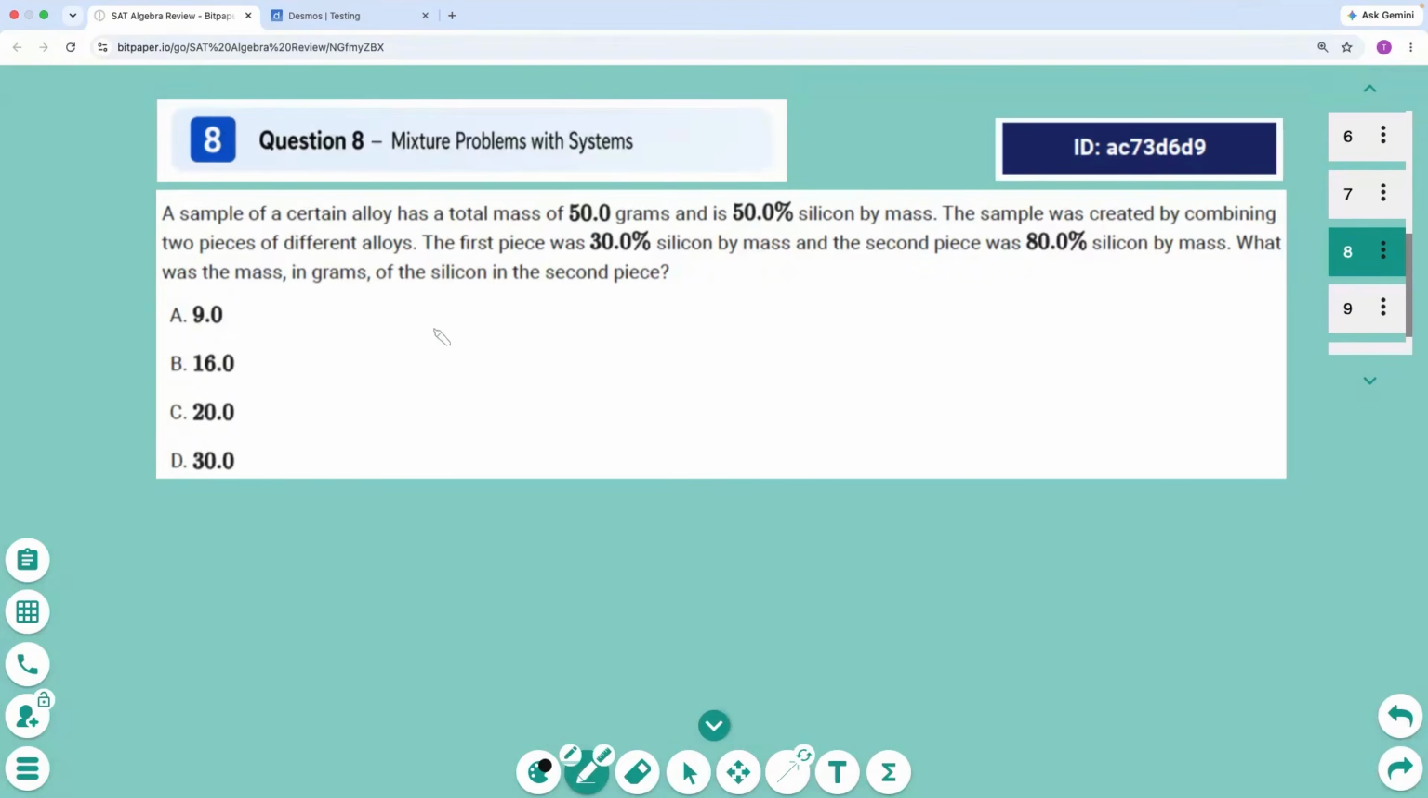Question 8. This is a mixture problem that can be modeled with a system. A sample alloy has total mass of 50 grams and is 50% silicon. It was created by combining a 30% silicon alloy and an 80% silicon alloy. What was the mass of silicon in the second piece? Let x be the total mass of the first piece and y be the total mass of the second piece.